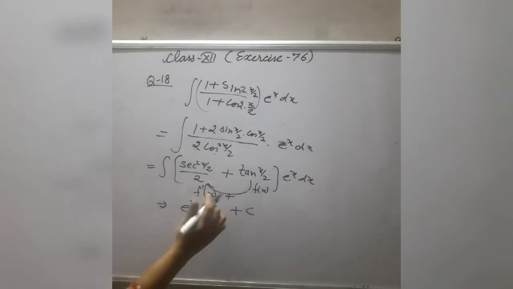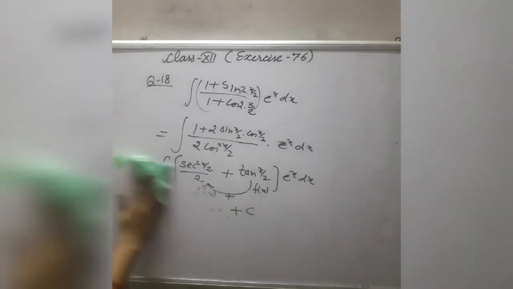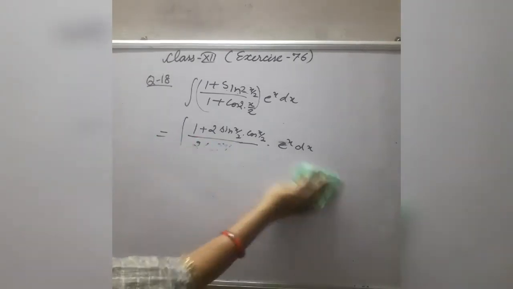And what is f(x) here? Tangent x by 2. So in place of f(x), write down tangent x by 2. So this is question number 18. Again in question number 18 I have used the same formula, e raised to power x into f(x) plus f dash x.